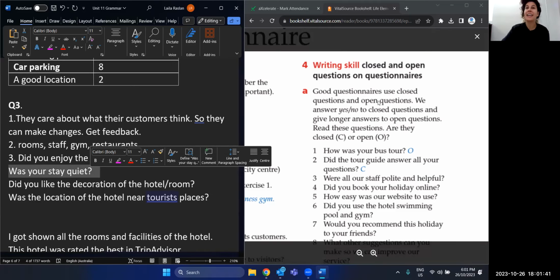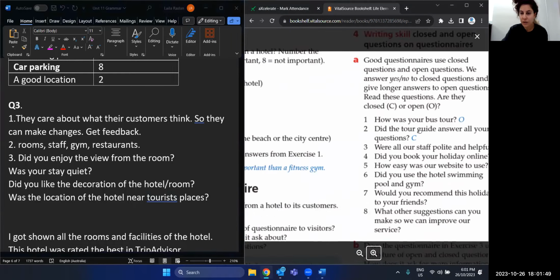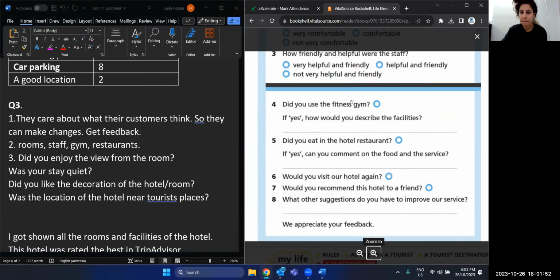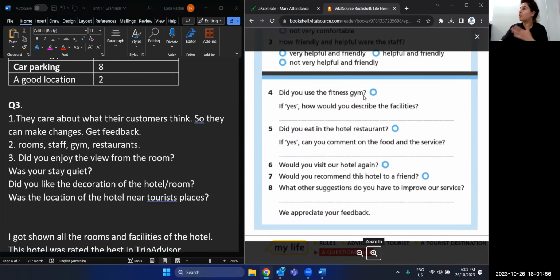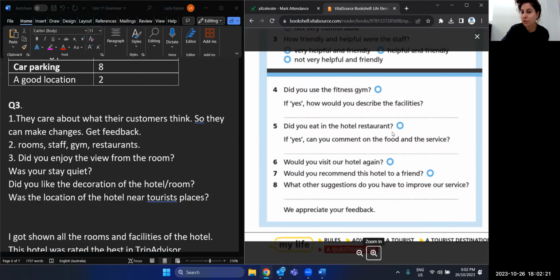The open question allows your customer to give more information. So for example, a closed one would be, if I look here, did you use the gym? That's a closed one because the answer is going to be yes or no, tick or no tick. But here it says, if yes, how would you describe the facilities? So they want to know, did you want to give more information about, yes, the equipment was good, or the equipment was always dirty, or somebody didn't put back something? Or for example, did you like the food? That's a yes or no, closed. But if you said, can you comment on the food? Then you're letting your customer speak and tell you more information, not just yes or no.